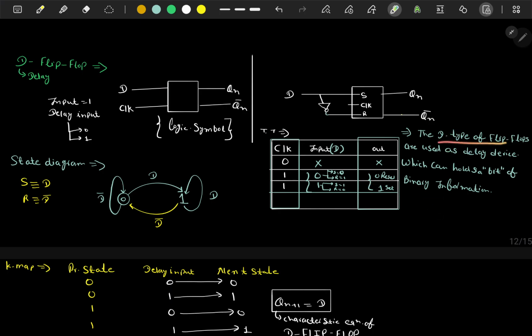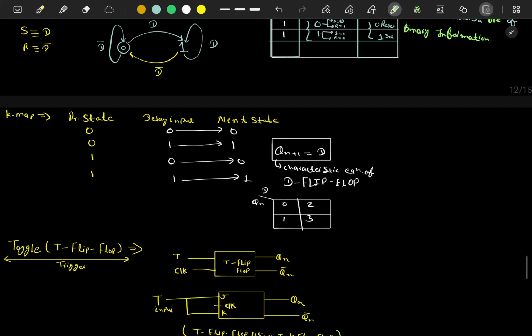So the D flip-flop is used as a delay device. Okay, so these are basically delay devices which can hold a bit of binary information. How much can it store? It can only store a bit of binary information, okay, not more than that.